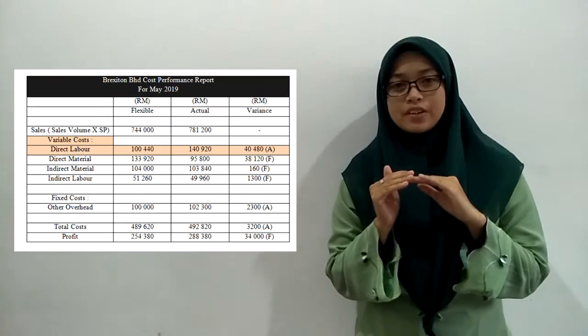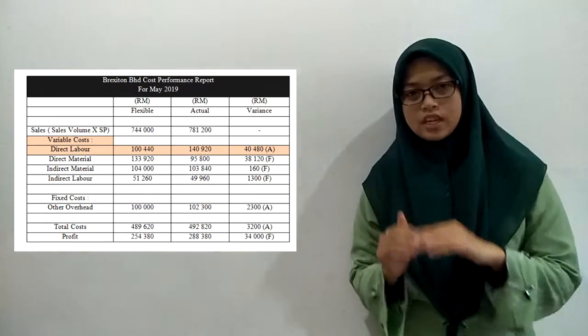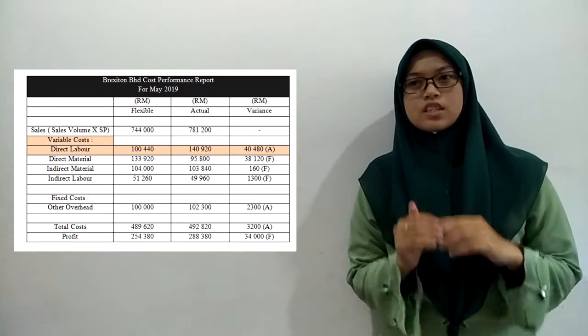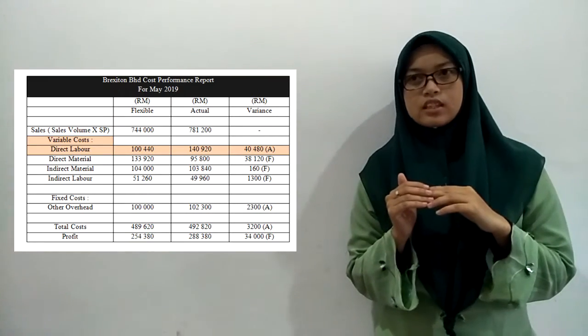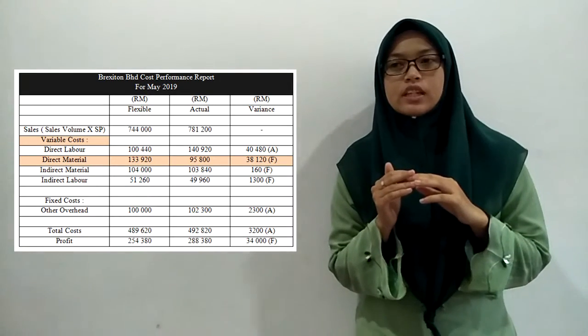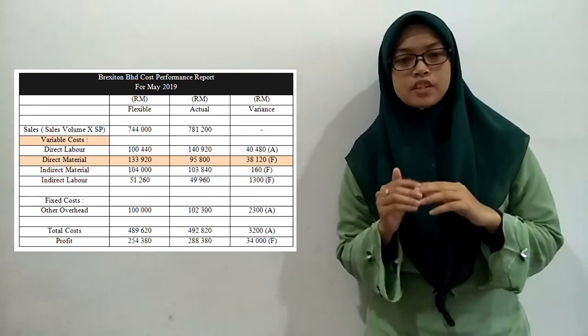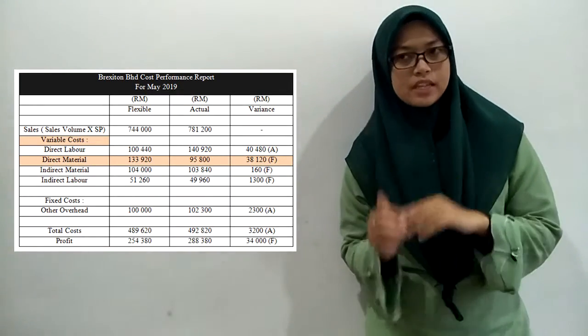Now let's look at the variance column. We get variance by subtracting the lowest value from the greatest value of the actual and flexible columns. So the first one is direct labor. Direct labor variance is 40,480 ringgit. It is adverse because actual is less than budget. For direct material, we got 38,120 ringgit. It is favorable because actual is greater than budget.